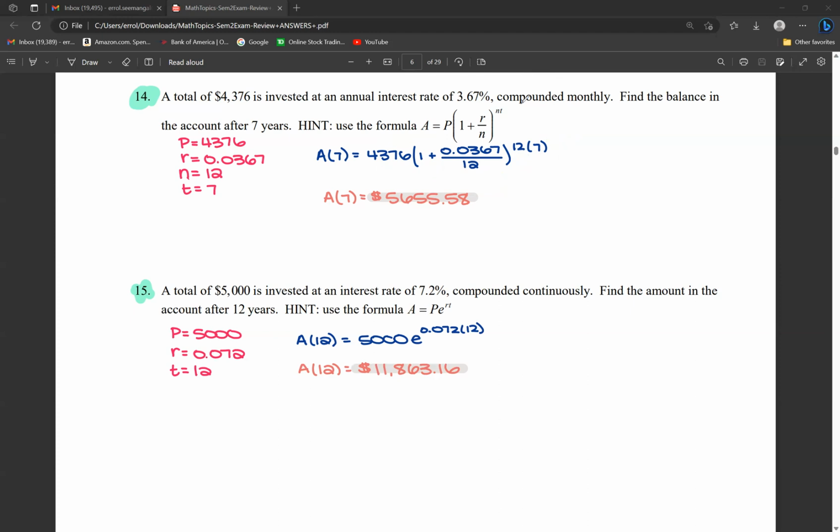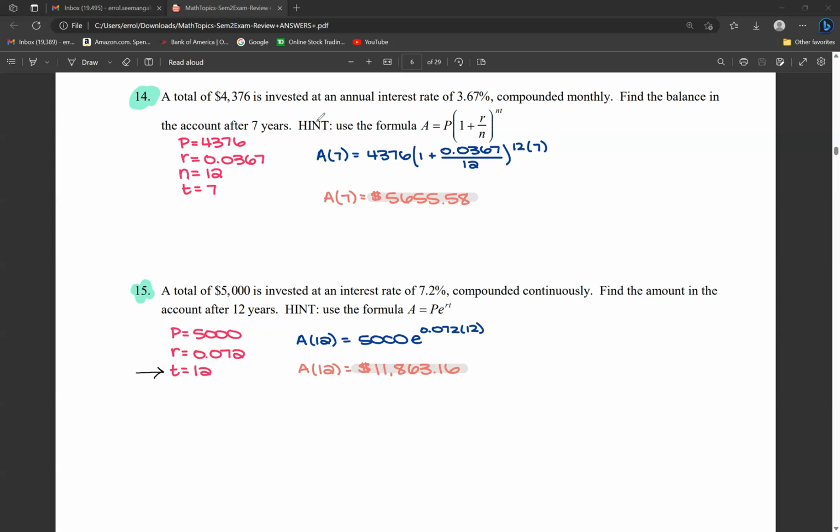15. What does this mean? Compounded continuously. Would that be the same as monthly? No, that would not be the same. After 12 years, so wouldn't it just be 12? Yes, this is a slightly different question, right?